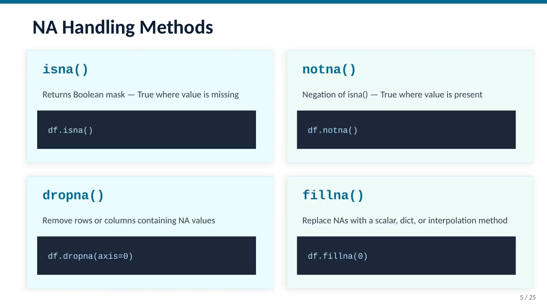So how do we handle null or missing values? isna returns a Boolean mask that's True where values are missing. notna is its negation and is True where values are present. Call them with df.isna or df.notna. To remove missing data, use df.dropna, axis 0 for rows, axis 1 for columns. To replace NAs, use df.fillna 0 or pass a dictionary or an interpolation method.